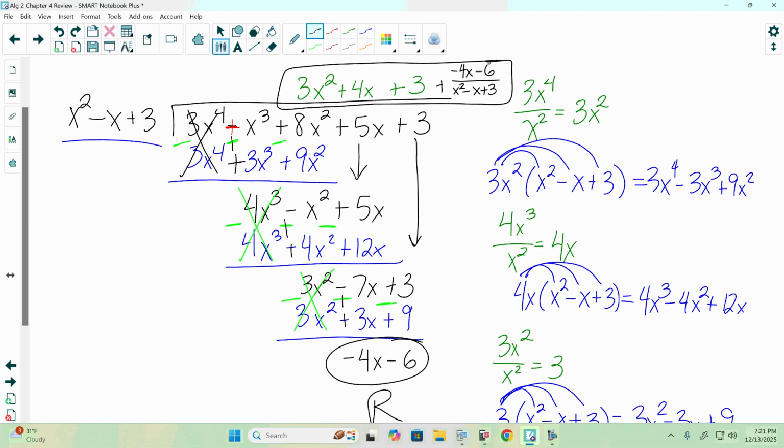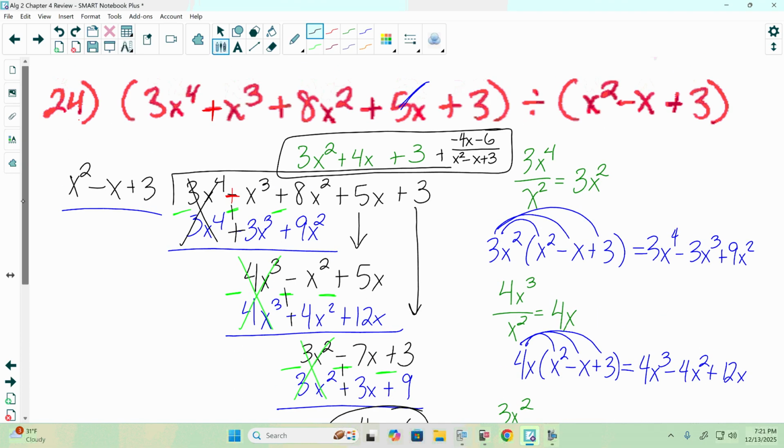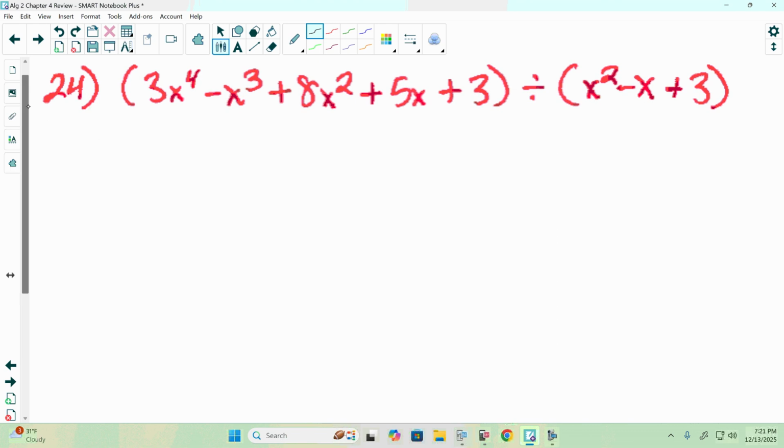I just did not make the change to the slides. And I have a feeling I've done that every year. I keep forgetting to change it. But this is the answer we get. Might as well. We've come this far. Let's do it with synthetic division also.